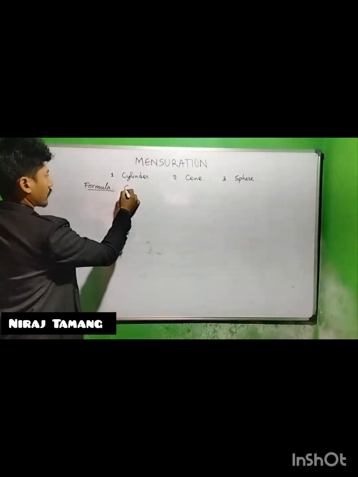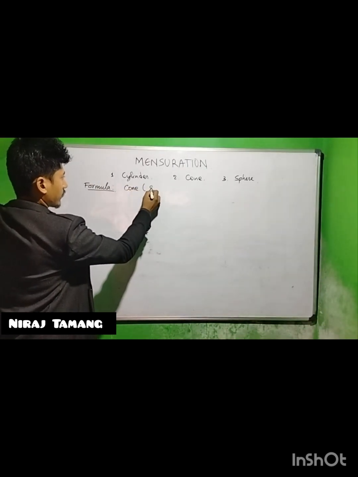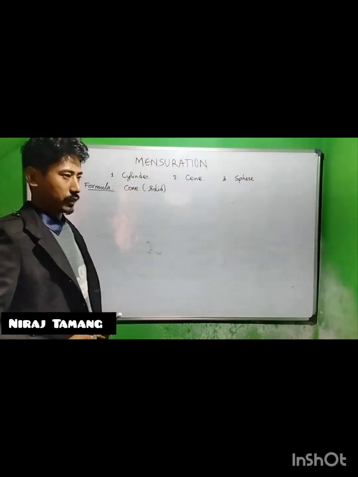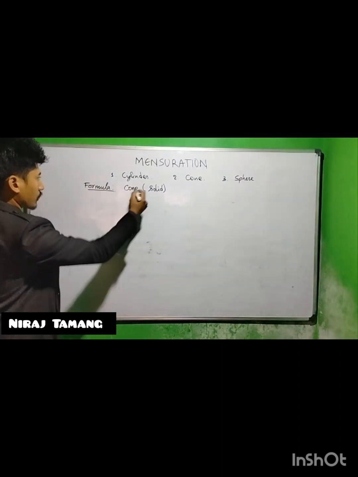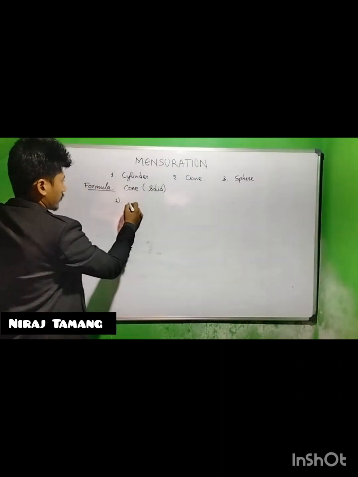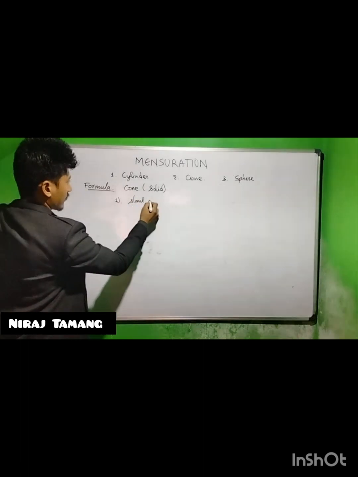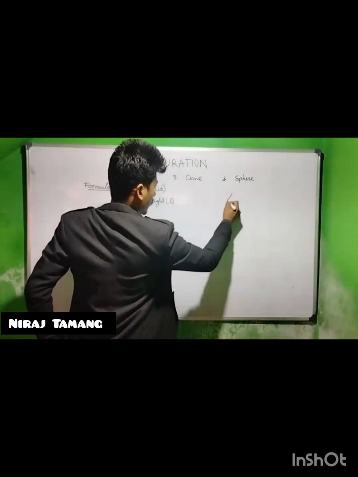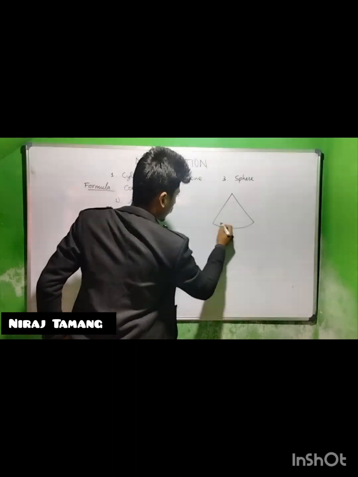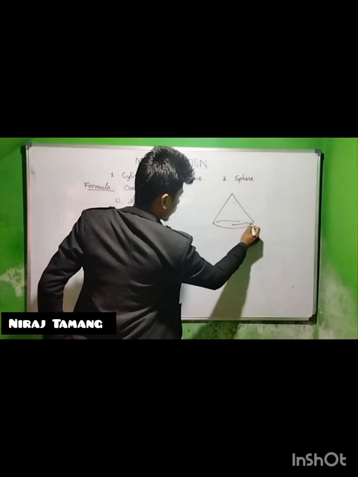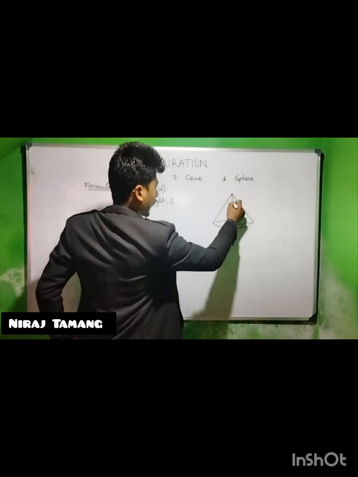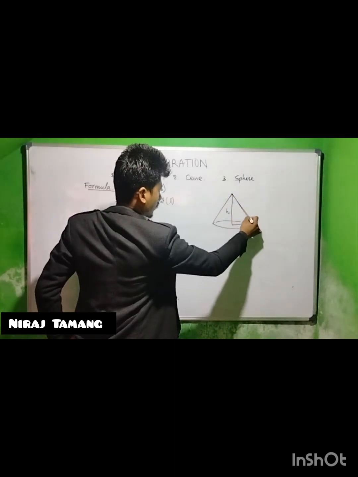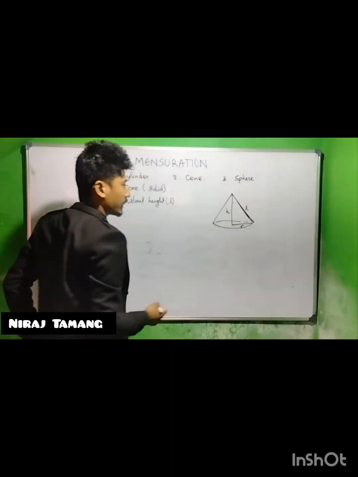Now I'll write formula for cone. So let us take solid cone, and we only consider a solid cone because hollow cone is a bit difficult, and it is not in the syllabus. So for cone number 1, the first thing we have to understand is slant height, which is denoted by L. Let me draw a solid cone. It is like this, and radius of the base is small r. Its height is small h. This portion is called the slant height, which is denoted by L.